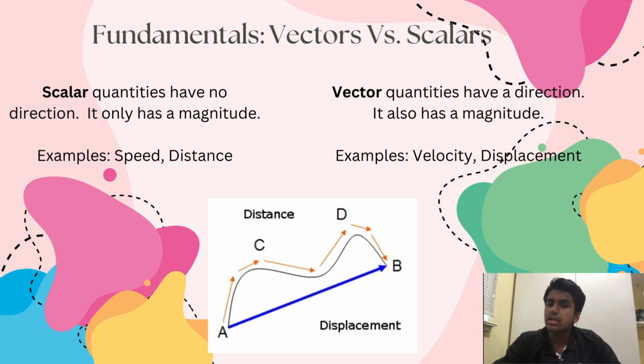If you say that you travel, let's say, 3 meters per second north, then that's a vector quantity because you just indicated the direction, while a scalar would just be, I traveled 3 meters per second. So I know the magnitude of the rate at which you traveled, but I don't know the direction.